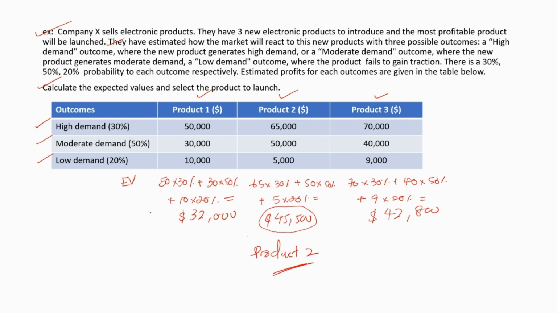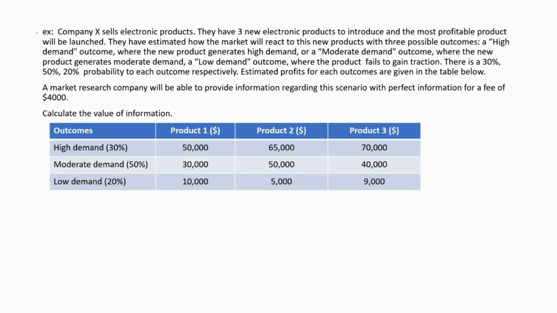Now let's go one step further. This is the same example as before, but there is new information given here, which is a market research company will be able to provide information regarding this scenario with perfect information for a fee of $4,000. Calculate the value of information.